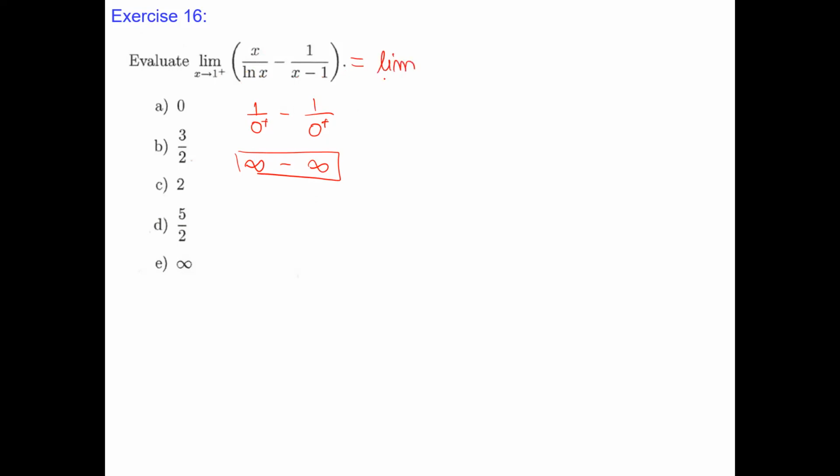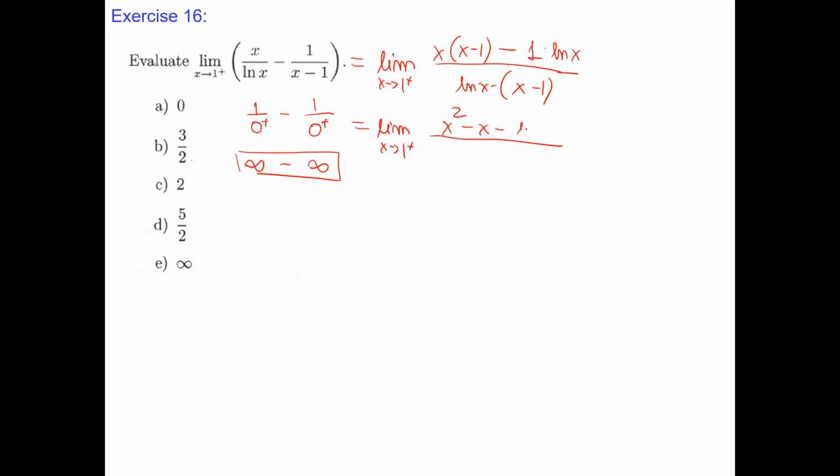Since we have two fractions, let's get a common denominator. The common denominator is natural log of x times x minus 1, just the product of these two. That means this x will be multiplied by this, and that negative 1 will be multiplied by natural log. Let's simplify a little bit. We will have x squared minus x minus natural log. And this one, let's maybe keep the product. Okay, 1 minus 1, natural log at 1 is 0. Okay, we are allowed to use L'Hopital's rule. Let's check.